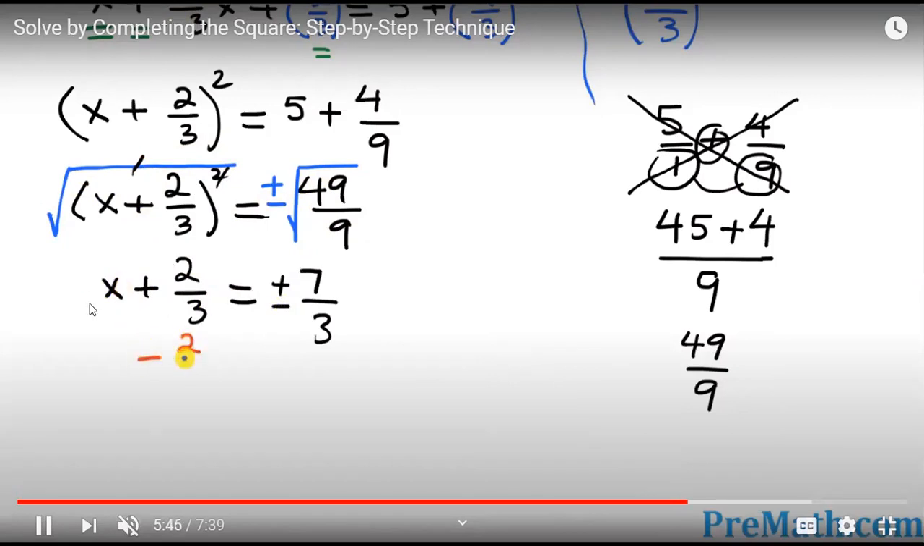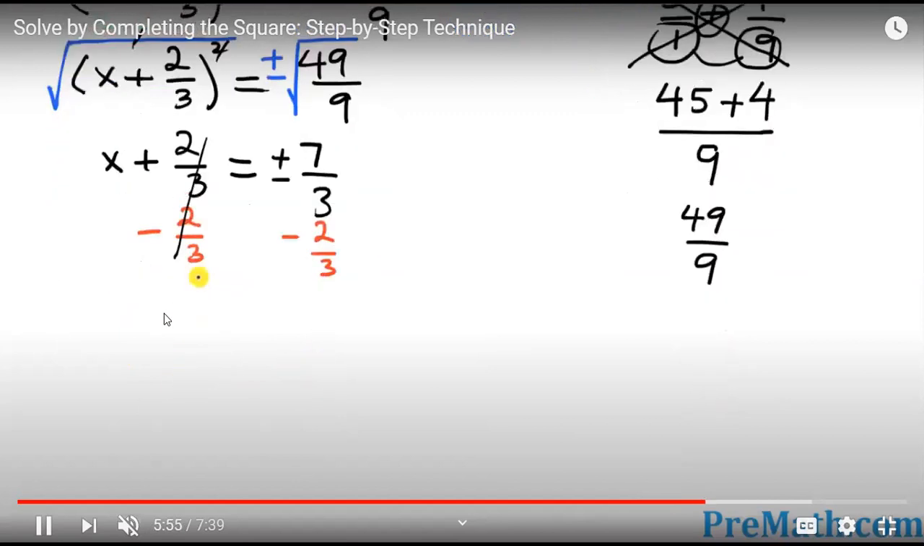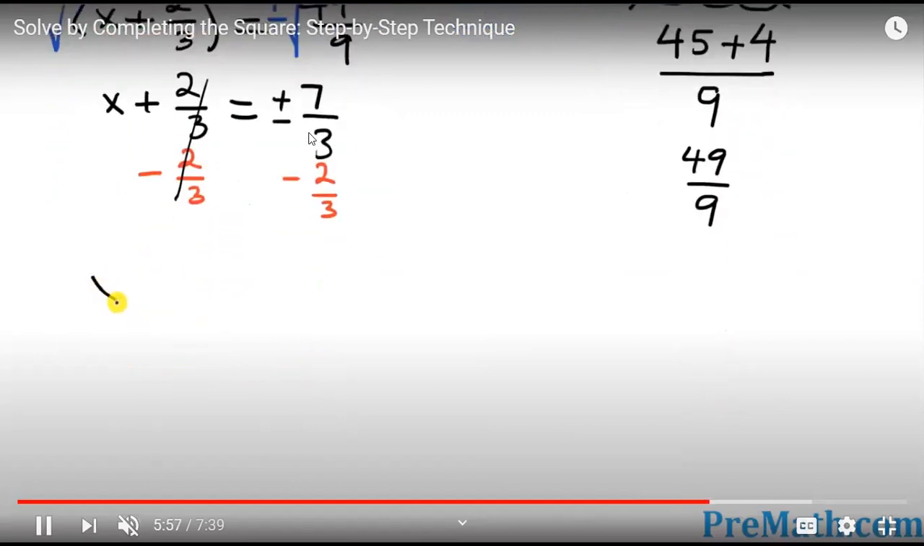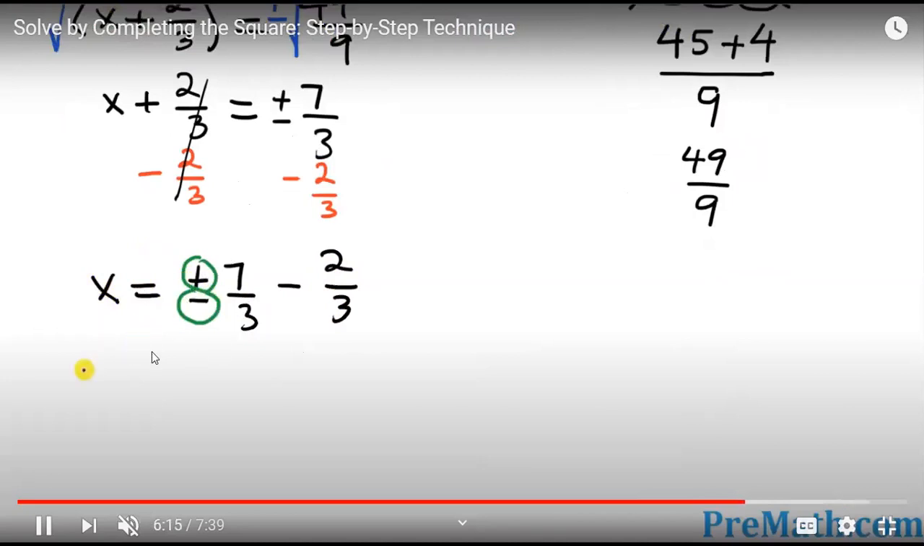If x plus 2 upon 3 is a positive number, what will be the value of x? If x plus 2 upon 3 is a negative number, what will be the value of x? So for these two conditions, we can find the value of x. You can split the equation, or you can solve separately. If you are facing any problem, just write the equation separately.